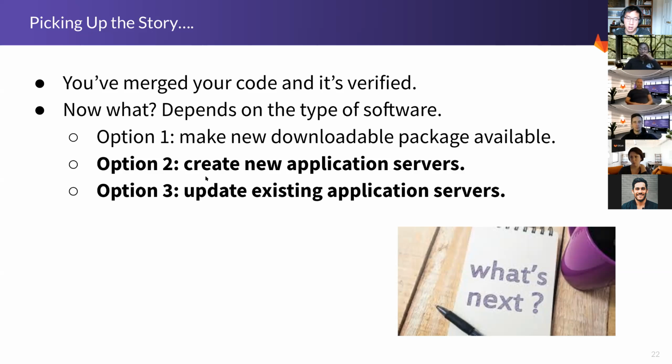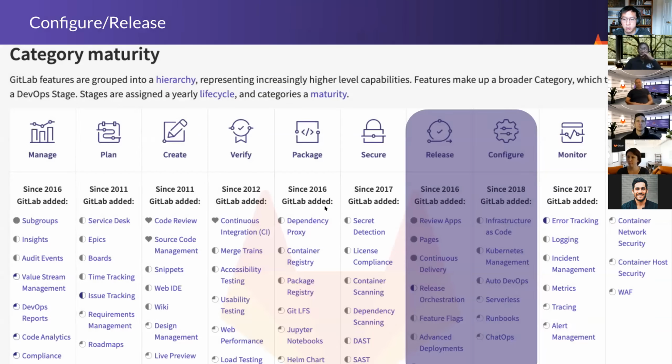But now let's talk about how GitLab can help out with both of these 2 options. This is what we're talking about with the release and configure stage. All of this stuff down over here, this is what we're talking about. We're talking about creating new servers. We're talking about updating our servers. And this is basically, great, we got a new merge request. How do we actually get this on our website so that our customers are happier or see the business value of our merge request?